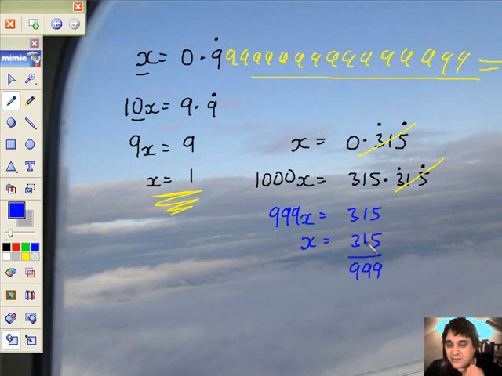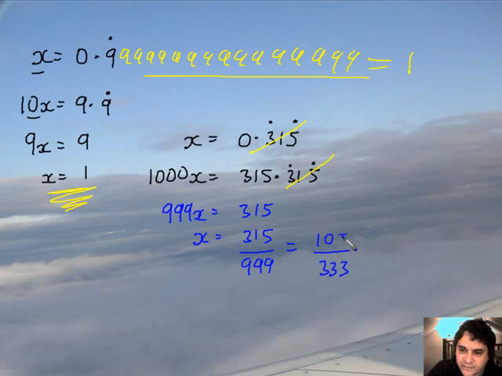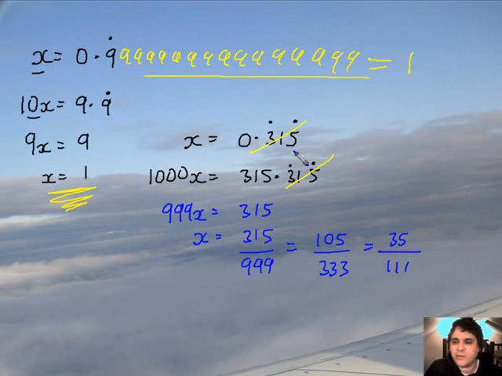Well, I can see 3 going into that quite nicely. Try and simplify it with that calculator. Let's do the easy bit. 3 goes into 999, it's called 333. 3 goes into 300 100 times, 3 goes into 15 5 times, so I've got 105. What else? 3 goes further into that, 3 goes into there 111, and 333 is 105. Anything else? 5s, 7s? I'm going to stop. So 0.315 recurring is 105 over 333. I'm going to stop right there.